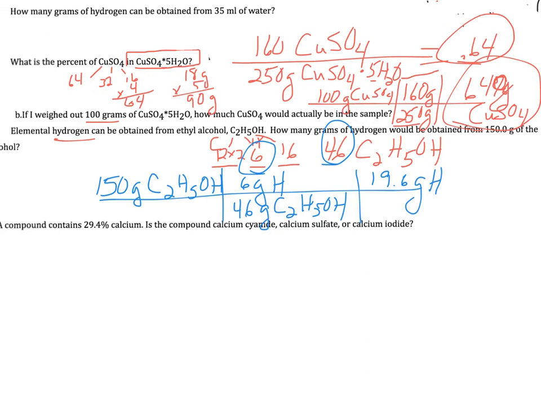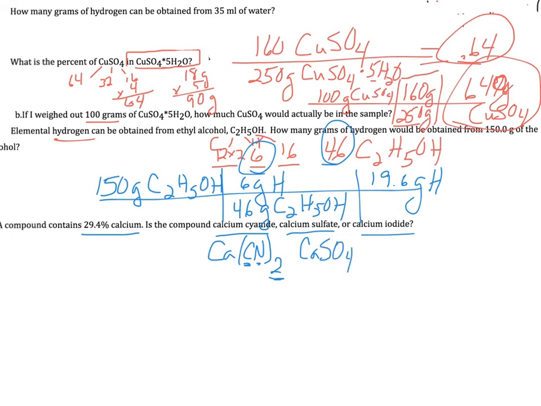And the last question is, if a compound contains 29.4% calcium, is it one of these 3? First of all, on the test, I would give you the formulas for this. So calcium cyanide, you would not have to know the formula. It is CaCN2. I'll be honest with you, I don't think I'll use the parentheses, but the parentheses are similar to math parentheses because you double everything inside there. So the 2 on the outside means that there are 2 carbons and 2 nitrogens. I'll avoid using parentheses on the test, so you won't have to worry about that.